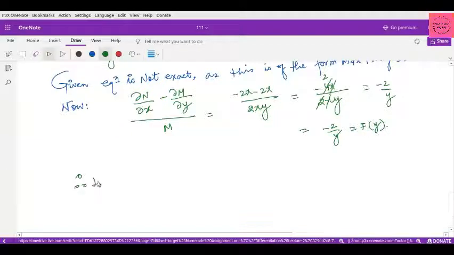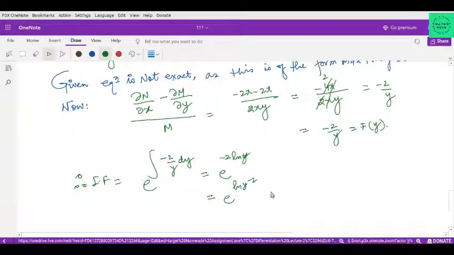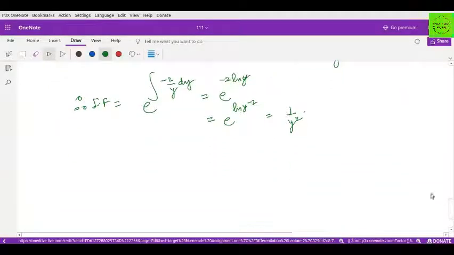Therefore, the integrating factor is equal to e to the power integral of minus 2 upon y dy, which is equal to e to the power minus 2 ln y, and this is equal to e to the power ln y to the power minus 2, which is equal to 1 upon y square. Now further, this is the integrating factor.